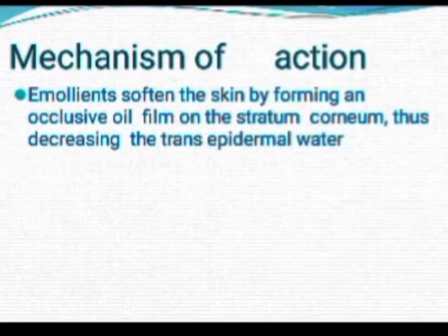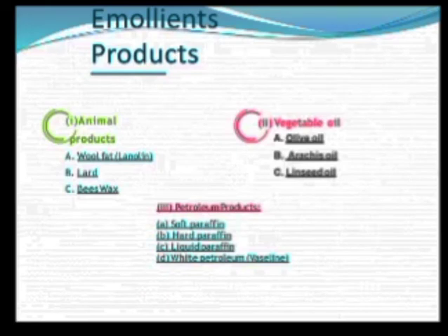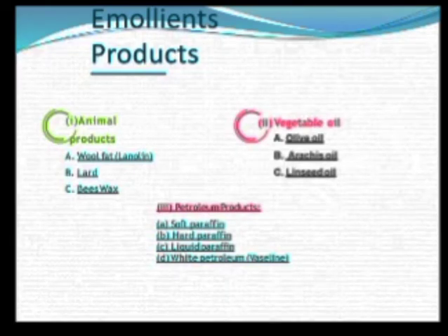Mode of action of emollient: they soften the skin by forming an occlusive oil film on the stratum corneum and decrease the transepidermal water loss, and so are helpful in dry skin. Three categories of emollient product: one is animal product, vegetable oil, and petroleum product.